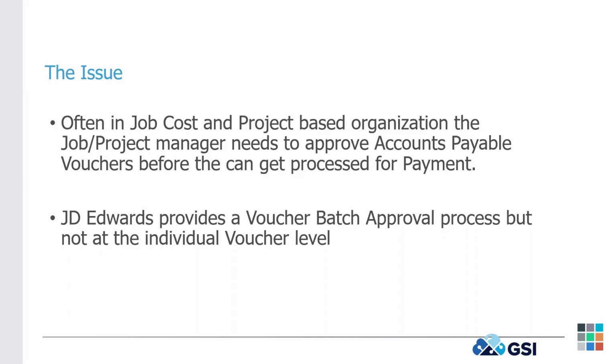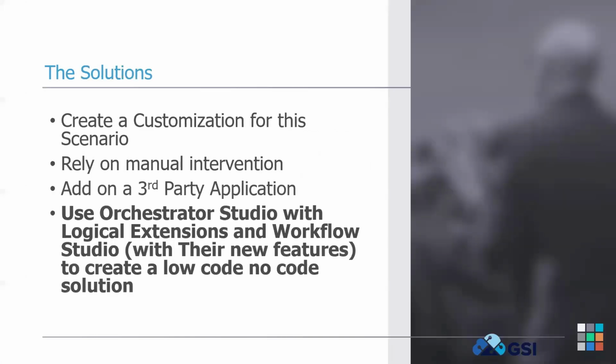What JD Edwards provides out of the box is a voucher batch approval process, but not at the individual voucher level. So this is a workflow taking advantage of the new features to send a newly entered invoice voucher to the business unit owner for that job, cost, or project in the business unit, and have them approve that voucher and flow it on through into JD Edwards. This is just one of many scenarios that we could have taken advantage of.